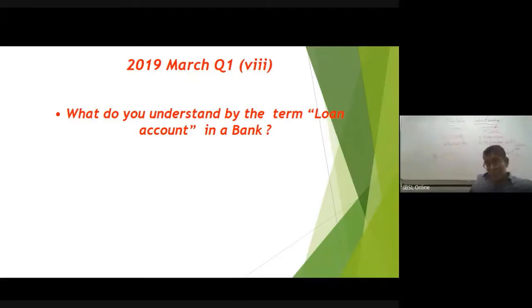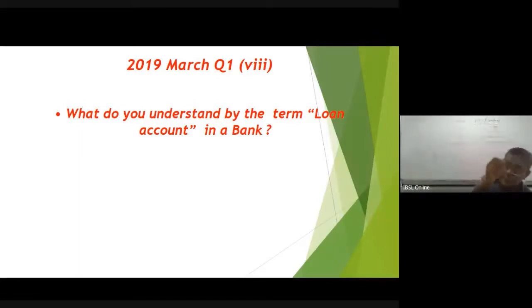Now you know what is meant by loan accounts. What do you understand by the term loan account? It is a method of lending money by which the proceeds are credited to a current or savings account of a customer. But what we are doing is creating an asset. We call that asset a loan account. Okay, these are some techniques we need to learn here.